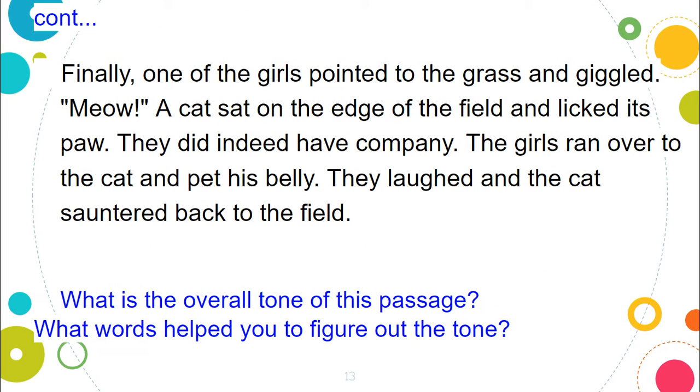But to continue on, finally, one of the girls pointed to the grass and giggled. Meow, a cat sat on the edge of the field and licked its paws. They did indeed have company. The girls ran over to the cat and pet his belly. They laughed, and the cat sauntered back to the field. So now the connotation has changed to positive. Words such as giggled, laughed, sauntered change the tone, and possibly the mood to something of happiness.